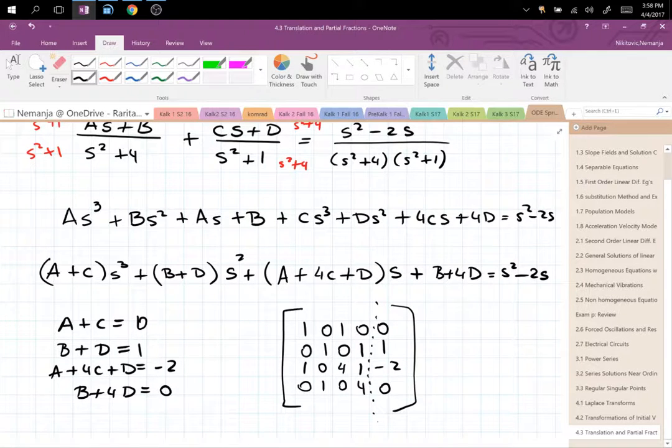So 4, enter, 5, enter, and then you will enter all of the values. 1, 0, 1, 0, 0, 0, 1, 0, 1, 1, 1, 0, 4, 1, negative 2, 0, 1, 0, 4, 0.